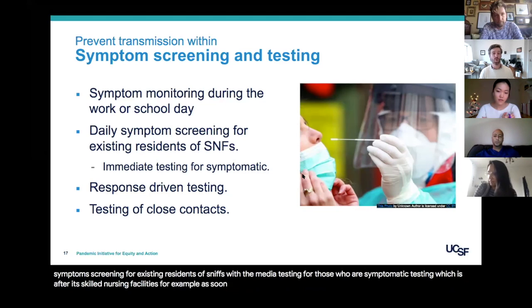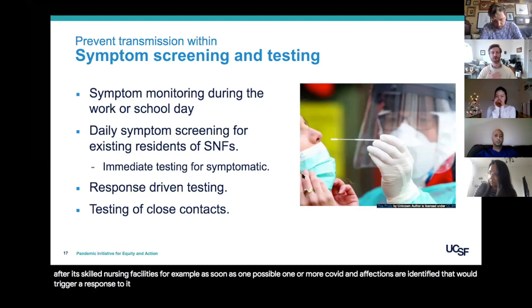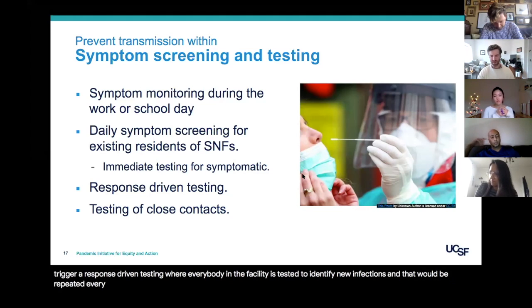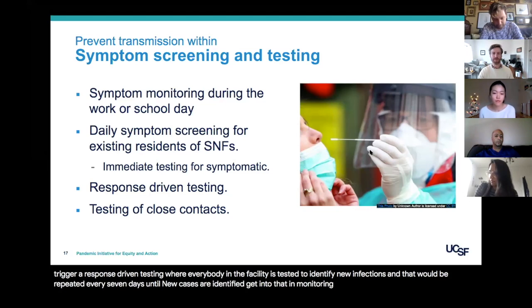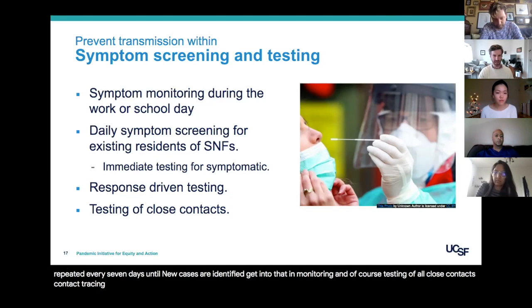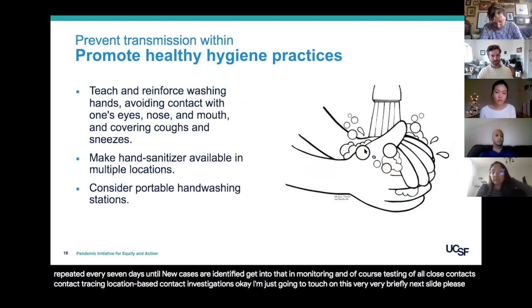something called response-driven testing. In skilled nursing facilities, for example, as soon as one or more COVID infections are identified, that would trigger response-driven testing where everybody in the facility is tested to identify new infections, and that would be repeated every 7 days until no new cases are identified. And we'll get into that in monitoring. And then, of course, testing of all close contacts through contact tracing or location-based contact investigations. Okay, I'm just going to touch on this very, very briefly. Next slide, please.